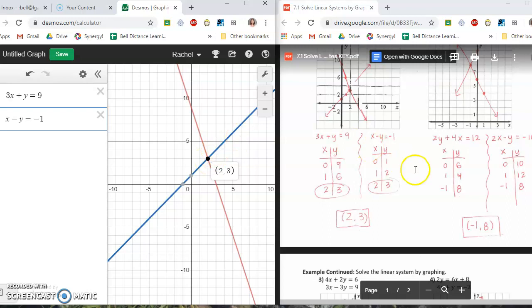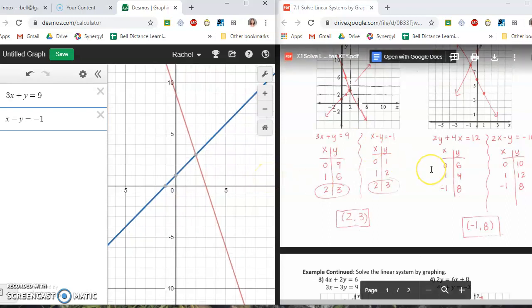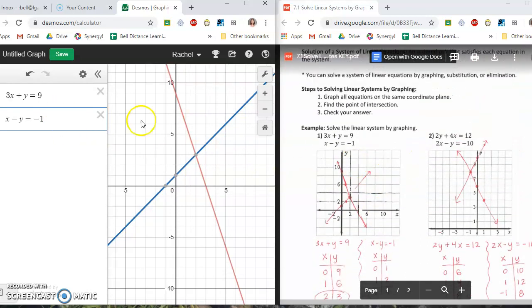So just in a very quick demo, that's how you can do lesson 7.1, just by typing those equations into the Desmos calculator, because what you're doing is graphing the two lines, and the main point here is finding out where they touch. Find that coordinate point.